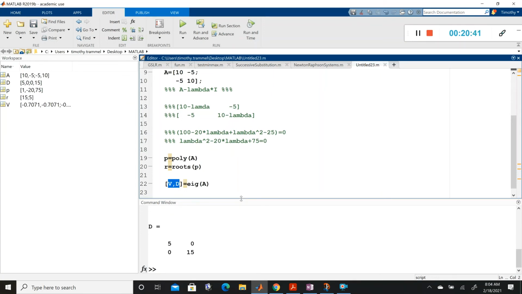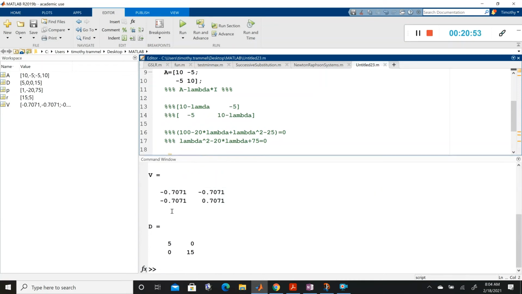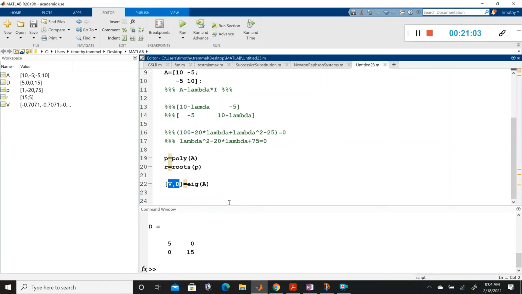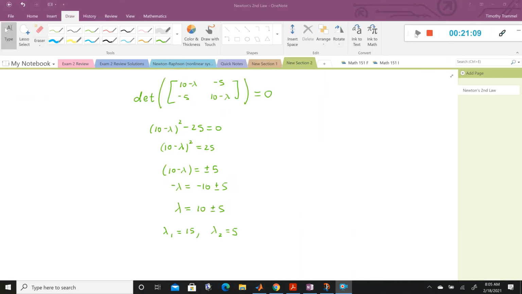So D is our diagonal matrix that contains our eigenvalues, and our eigenvectors are up here as column vectors. This would be our first eigenvector. This will be our second eigenvector. All right, so let's switch back to OneNote and see what information we got from finding these eigenvalues.